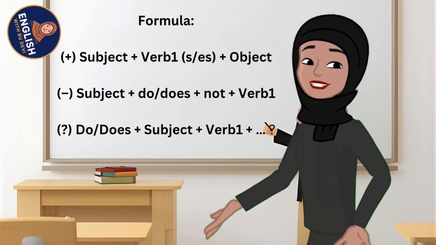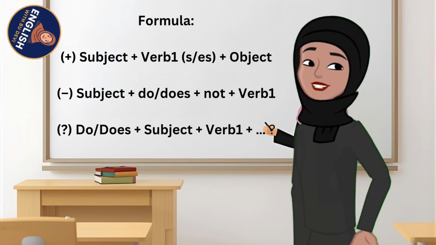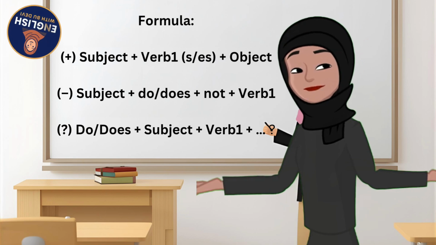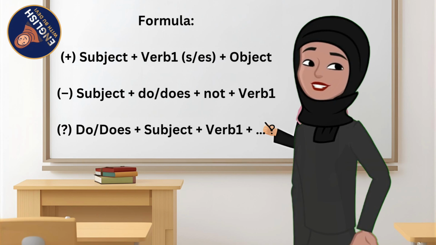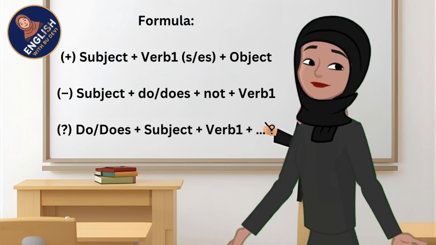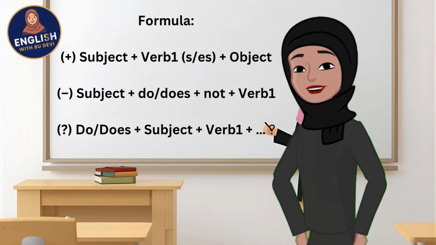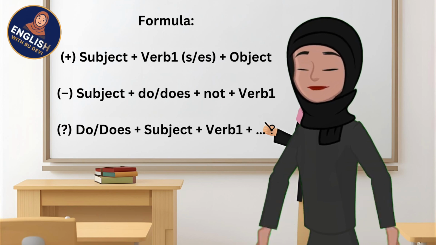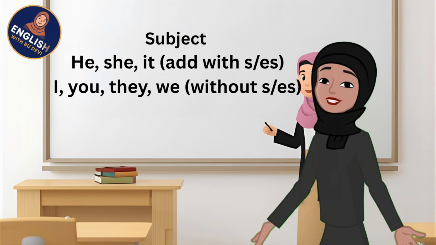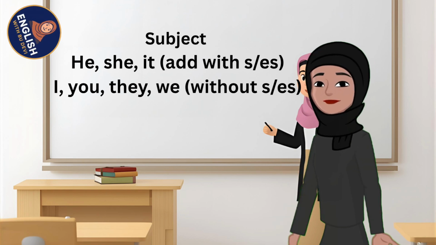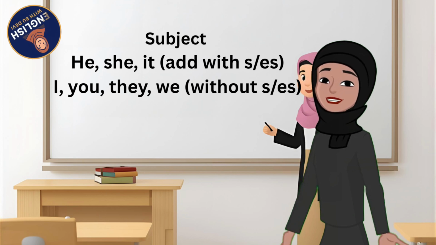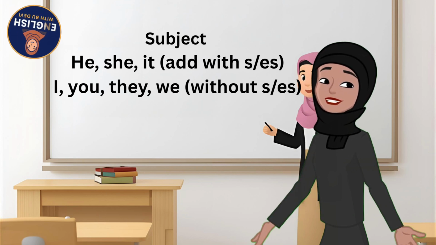For positive sentences, you can use subject plus verb 1, add with s or es, plus object. For negative sentences, we use do or does not after the subject. And for interrogative sentences, we start with do or does. There are 7 subjects that you must know. They are I, you, they, we, he, she, and it.